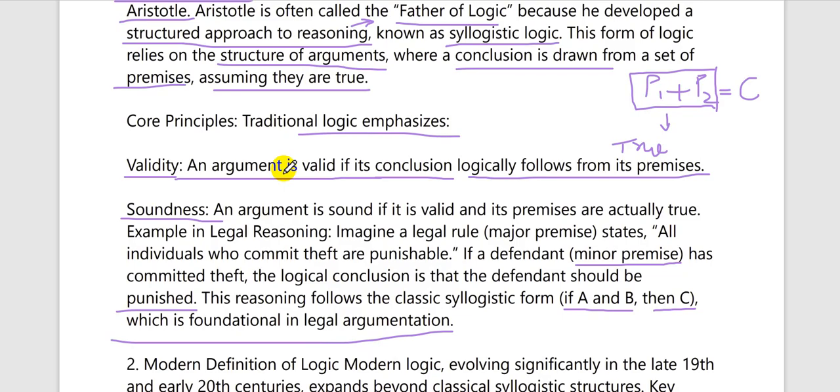So there was an example of a legal rule which stated that all individuals who commit theft are punishable. That is the premise, and if the defendant has committed theft, that is the logical conclusion.